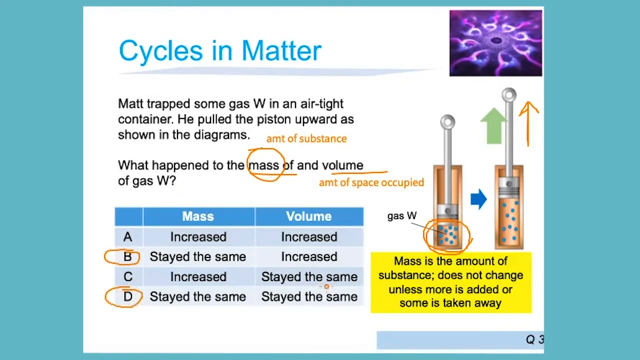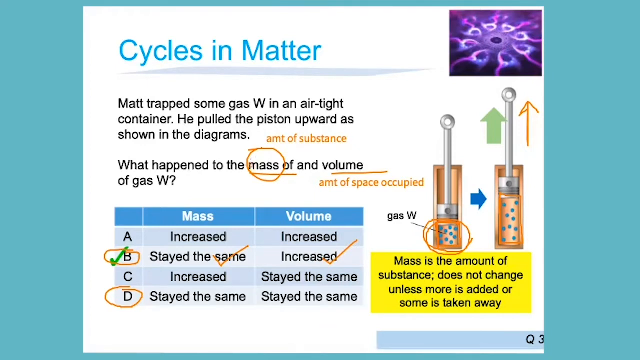But let's look at the volume. Volume, by definition, is the amount of space occupied. I realized that originally gas W occupied this amount of space. So it is length times breadth times height. And here, this is the amount of space that gas W now occupies. Length times breadth times height. So do you realize that by length times breadth times height, the amount of space the gas occupies now actually increased? So therefore, the only answer is B.